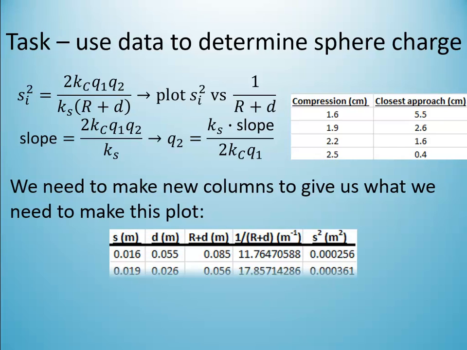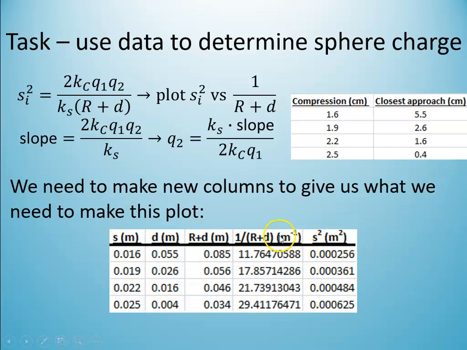My new columns, what I really need is a column for 1 over R plus d. Well, d is given. R is just the radius of the Van de Graaff sphere, so just add 0.03 meters to each of my little d's right here, so there's my big R plus d. But I don't want big R plus d, I want to graph versus 1 over big R plus d. If I just graphed s squared versus big R plus d, I would get an inverse plot. If you try fitting a straight line to an inverse plot, go directly to jail.